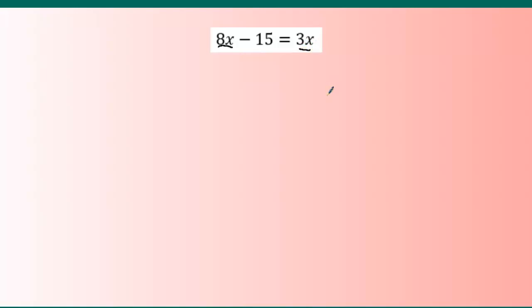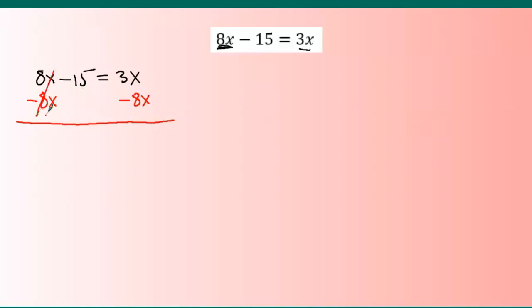It doesn't matter, you can bring it to left or right, but here it is really good if you eliminate the 8x, so that we will have the -15 on this side. So we have 8x. That means I want to make here 0, so I subtract 8x here, and I repeat the same thing here. So it goes away.